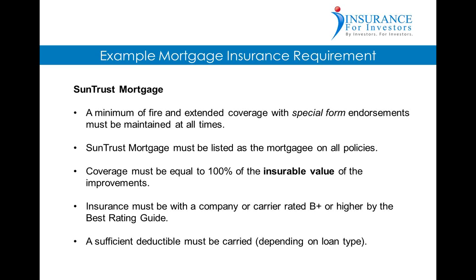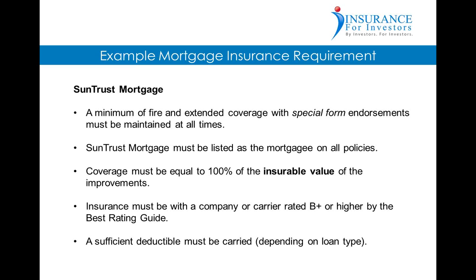They require a minimum fire and extended coverage. All policies cover fire, lightning. Extended coverage are your other perils such as wind, hail, windstorm, things of that nature. They also require special form endorsement. Special form, sometimes referred to as an HO3 policy, sometimes open perils, sometimes all risk. They're all synonyms for special form coverage. And it must be maintained at all times. So right there it tells you the exact type of policy that has to be purchased.